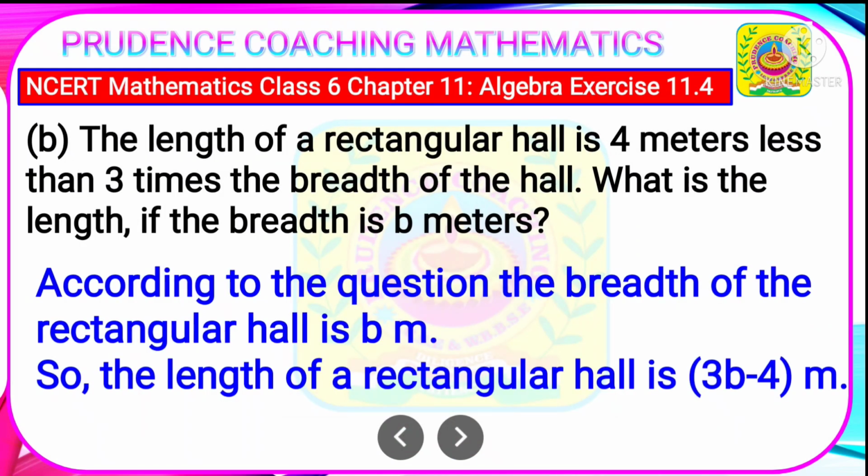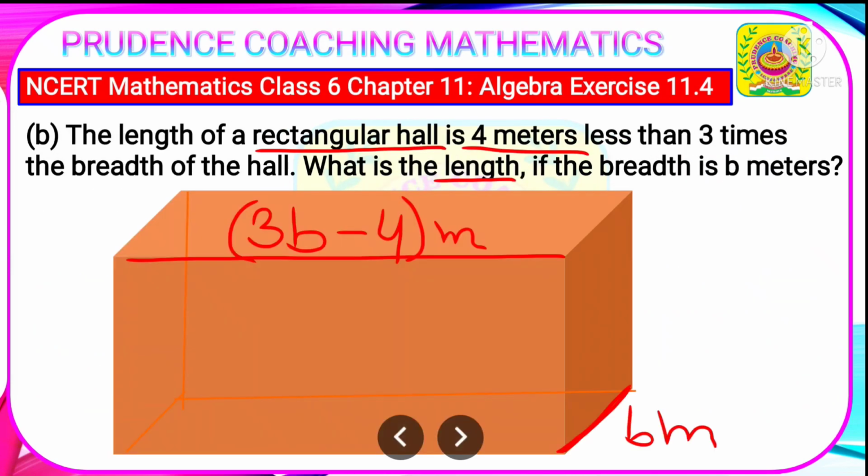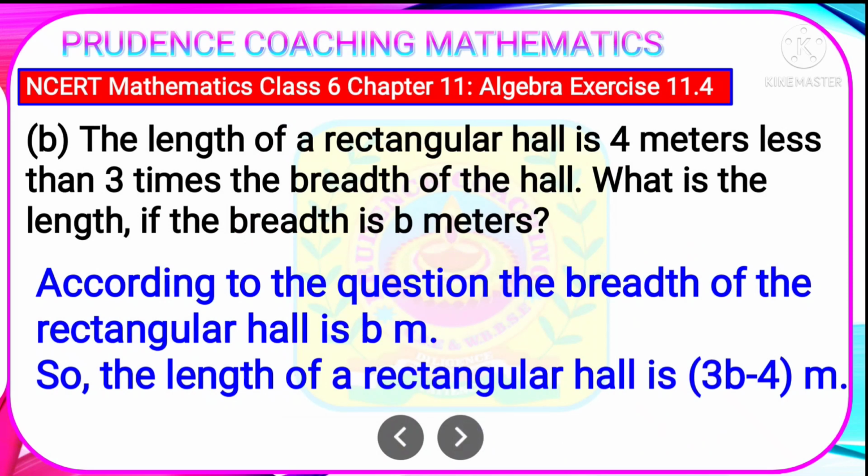We will start writing like this. According to the question, the breadth of the rectangular hall is b meter. So the length of the rectangular hall is 3b, that is 3 times breadth, minus 4 because it is said 4 meters less, within the bracket, and we will give the unit of the length, that is meter, because here breadth is also given in meter. So this is our final answer. My dear students, I will suggest you to draw this particular figure also along with the answer.